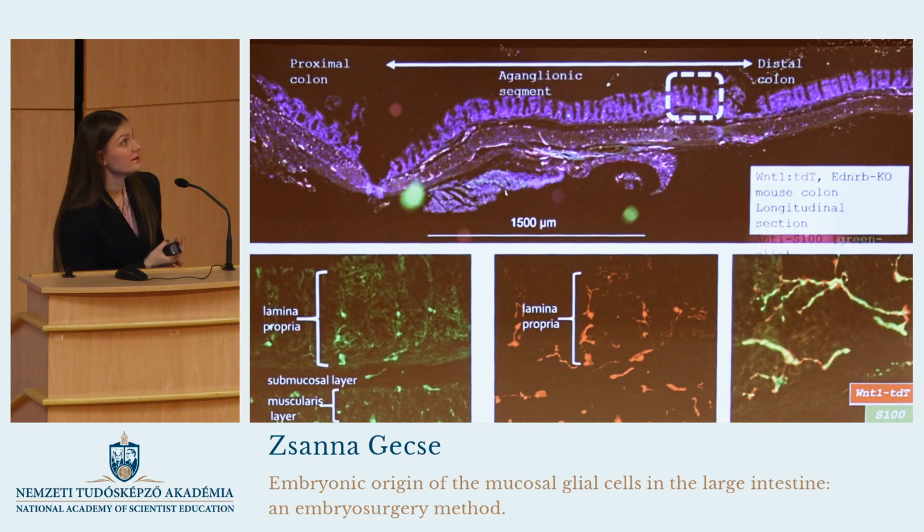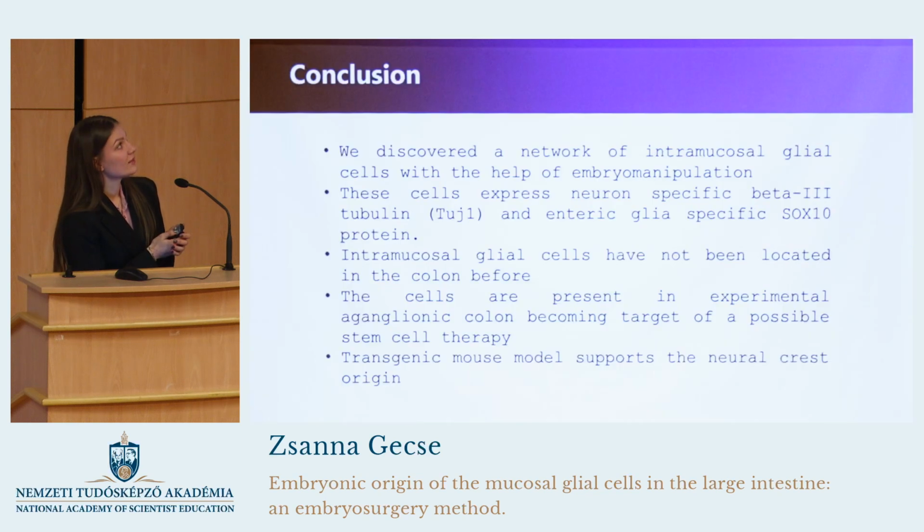And furthermore, we used a WNT1 TD2 EDNRB knockout mouse. Here, if you look at the red staining, that stains all the neural crest cells, whereas the green stains the glial elements, and in the right corner below you can see the double positivity as well.